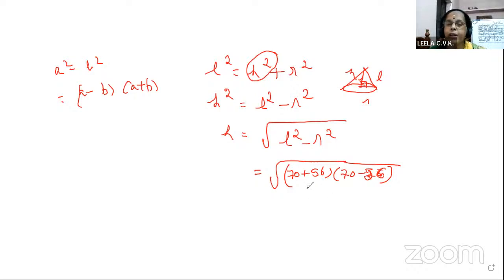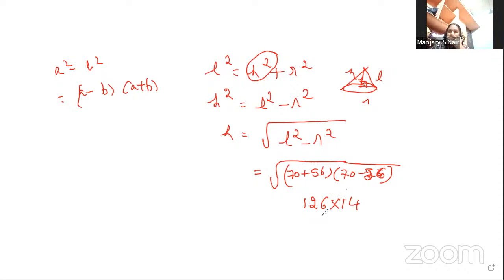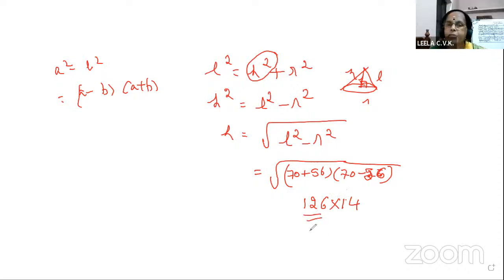126, isn't it? 7 plus 5 is 12. So 126. Isn't it? 126 multiplied by this is 14, isn't it? Yes, yeah. So this 126, 14 nines are 126. So this is 14 into 9 into 14.